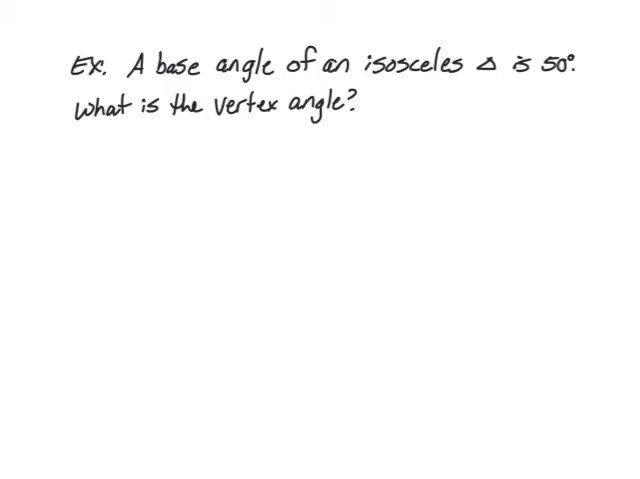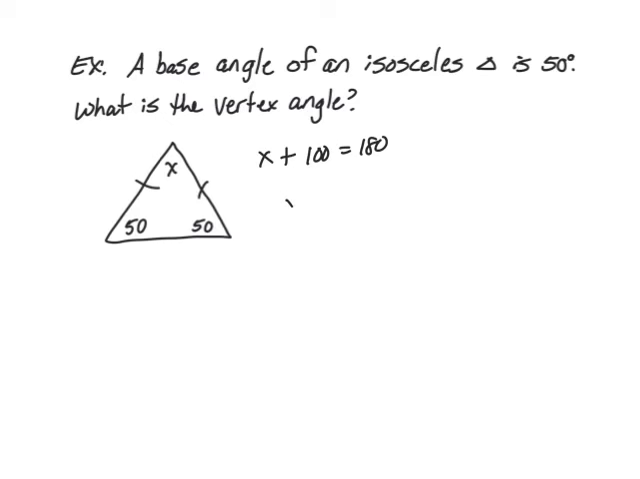Okay, for the next example, it says a base angle of an isosceles triangle is 50 degrees, and we want to know the vertex angle. So this is a classic isosceles triangle problem. Here's my isosceles triangle. If a base angle is 50, that means the other base angle is 50, and we're trying to find the vertex angle. So again, you add them up. 50 plus 50 plus x is 100 plus x is equal to 180, and in this case, x is going to be 80.